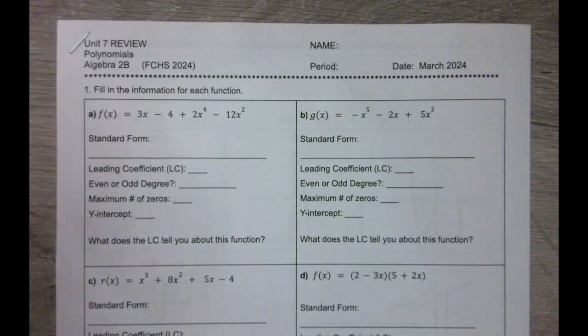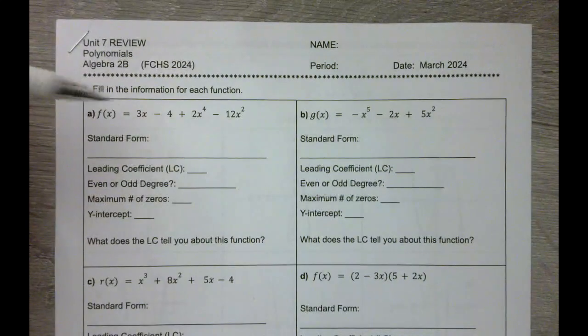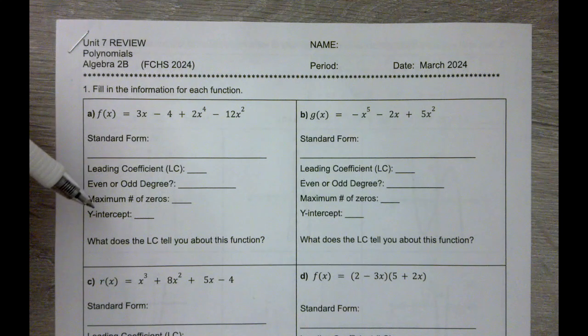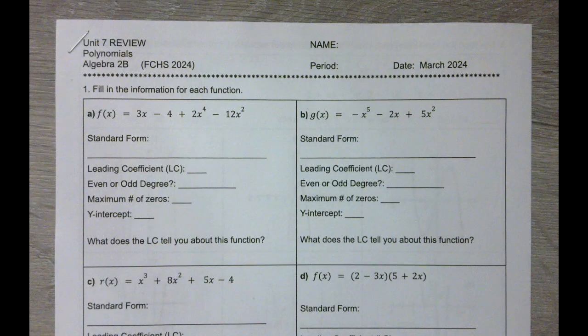So, this first set of boxes, it's the same question type, just repeated. The first one is to put it in standard form, because if you look at the original you'll notice that it's clearly out of order. Then the leading coefficient, otherwise known as the LC, whether it has an even or odd degree, its maximum number of zeros, its y-intercept, and then what does the LC, the leading coefficient, tell you about the function.